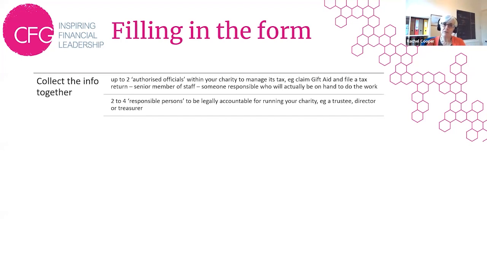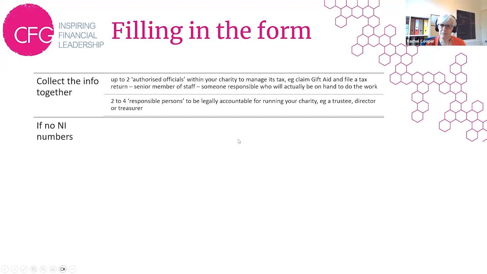And then 2 to 4 responsible persons. They're your trustees, your legally accountable people. You can have a crossover, but I think it's more sensible to have separate people to be authorised officials and responsible persons. So you want to get those.